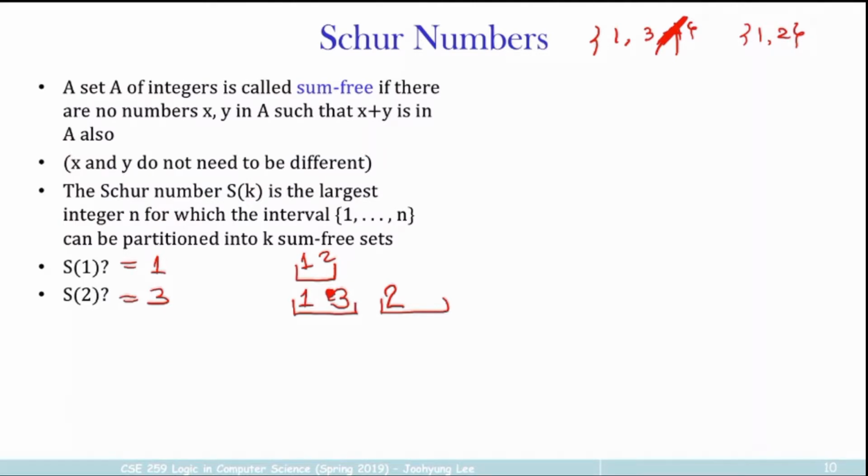And I'm wrong here. S of 2 is actually not 3. What is the mistake that I just made? S of 2 equals 3 is actually false. What I just did was put 1 here and 2 there and then 3 there, and then I cannot put 4. So it looks like 1, 2, 3 is the largest interval that we can place into 2 sum free sets. There's something that I deliberately did wrong. And what could that be?